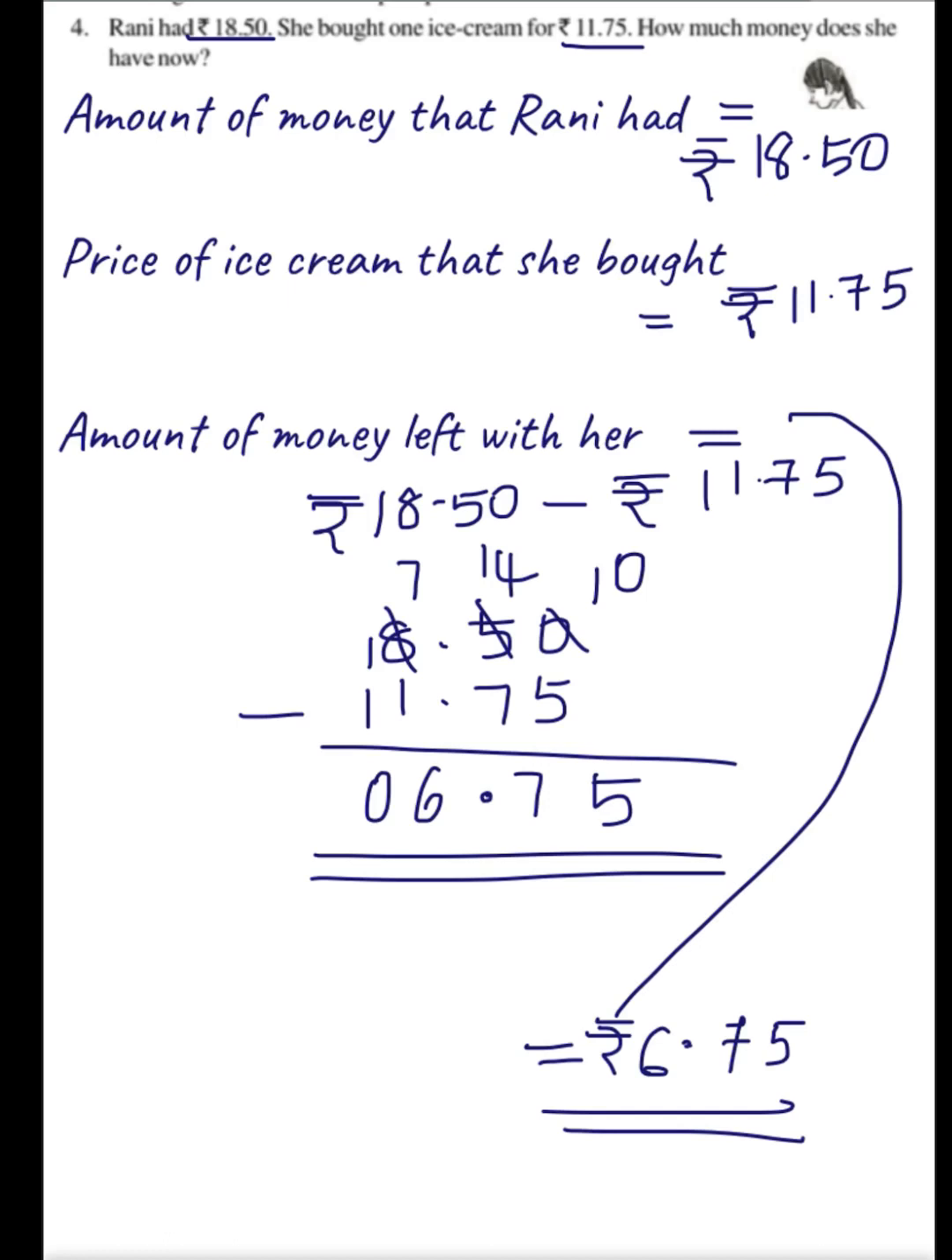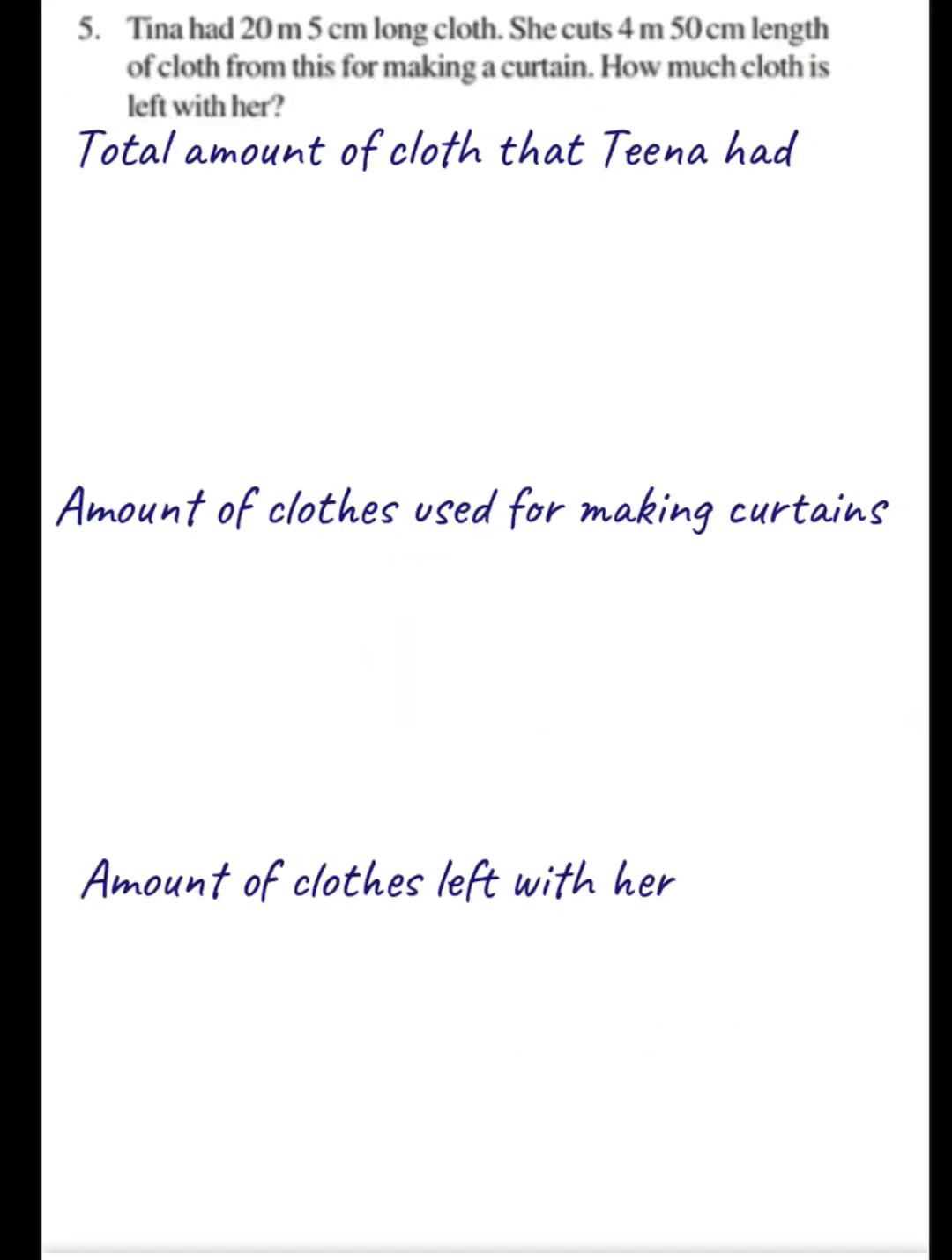Okay, now let's see the fifth question. Tina had 20 meter 5 centimeter long cloth. She cuts 4 meter 50 centimeter length of cloth from this for making a curtain. How much cloth is left with her? So let's write the things given in the question. That is the total amount of cloth that Tina had. It's already given here in the question as 20 meter 5 centimeter. So let's write it. That is 20 meter 5 centimeter.